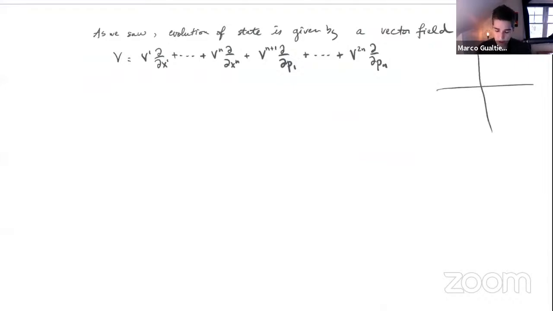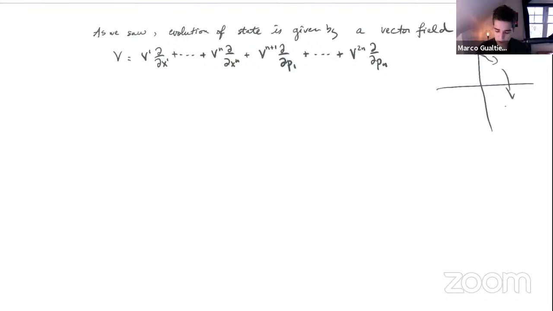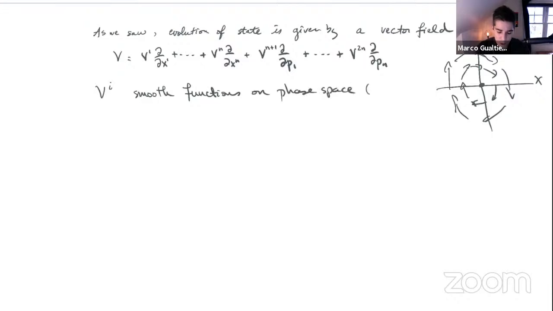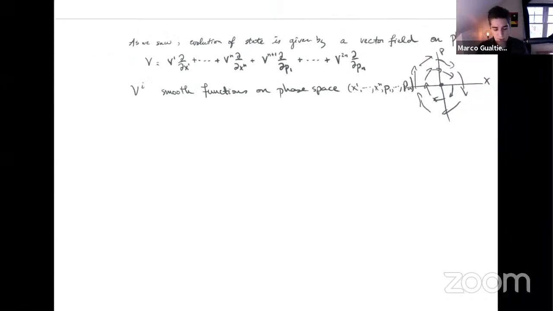Okay, and you should have this basic example in mind, x and p, and we have this circular vector field with a fixed point at the origin. So the v_i's, these are smooth functions on the phase space, which has coordinates x and p. Okay, so the evolution of the system is all about this vector field. And there's something very important about this vector field that we need to discuss.